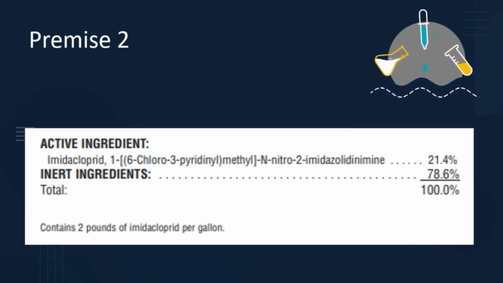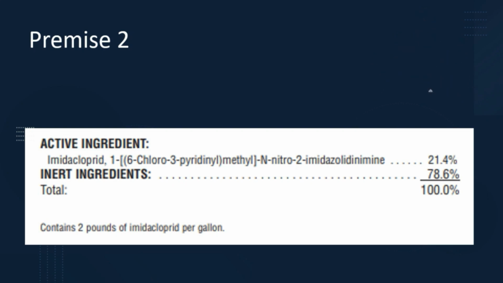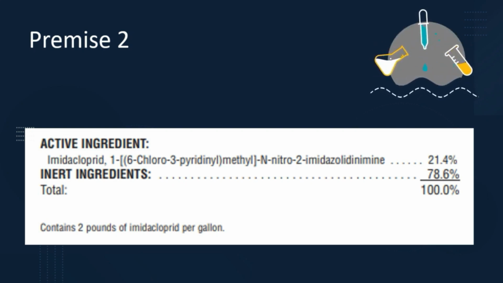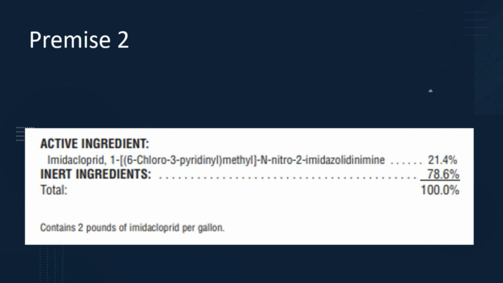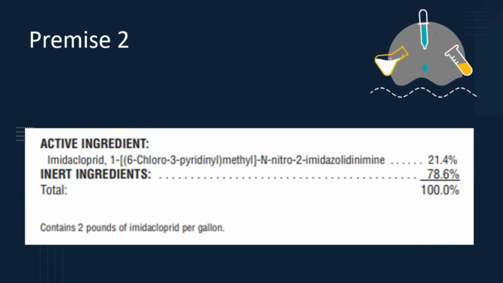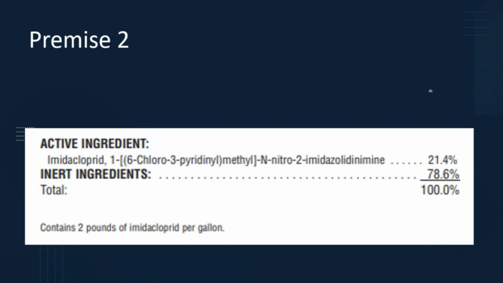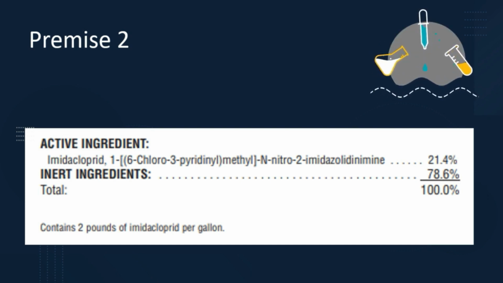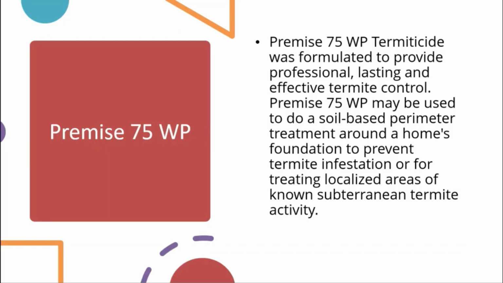Premise 2 has an active ingredient of imidacloprid, 1-[(6-chloro-3-pyridinyl)methyl]-N-nitro-2-imidazolidinimine, 21.4%, with inert ingredients of 78.6%. It contains 2 pounds of imidacloprid per gallon.